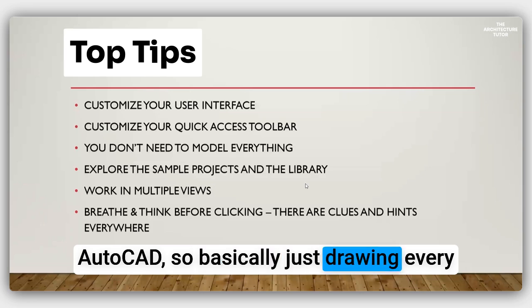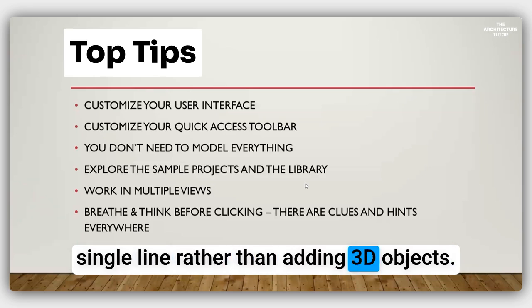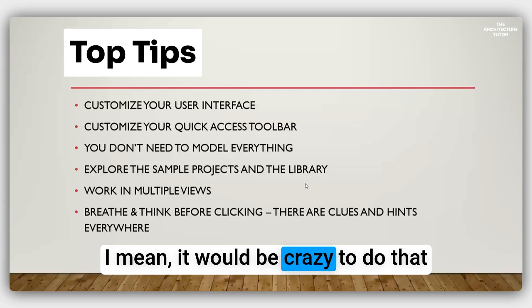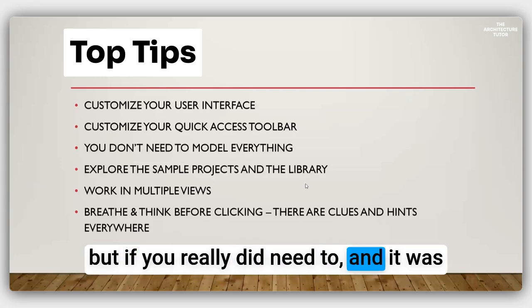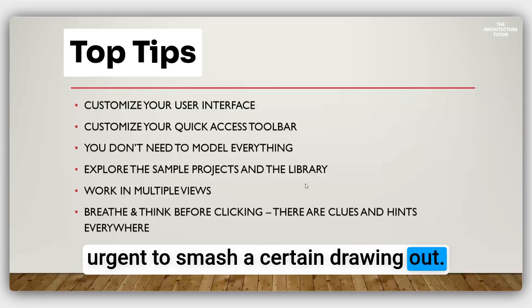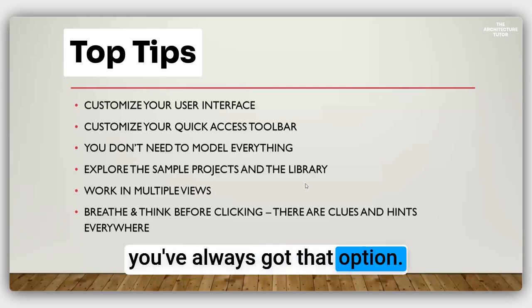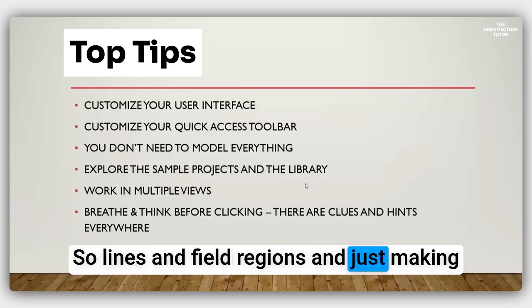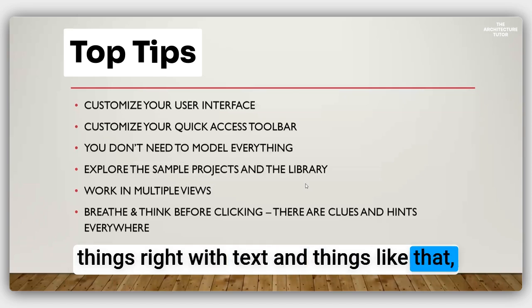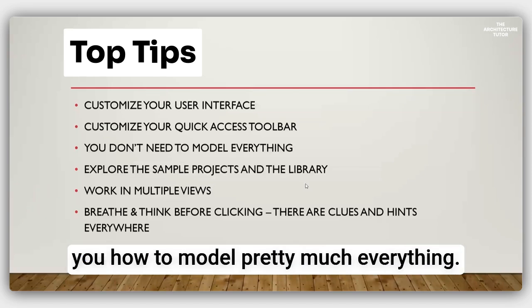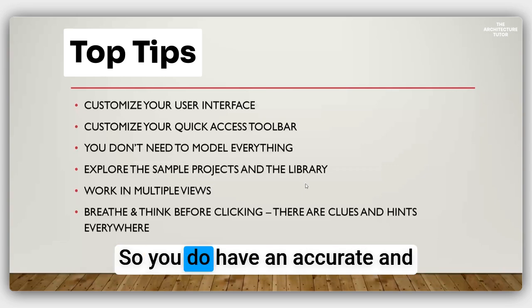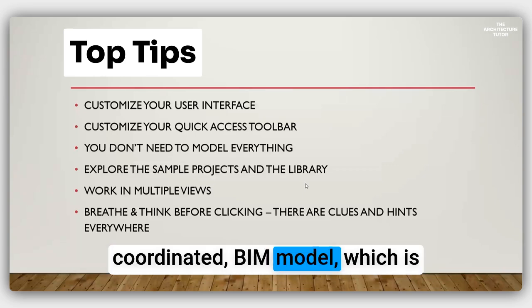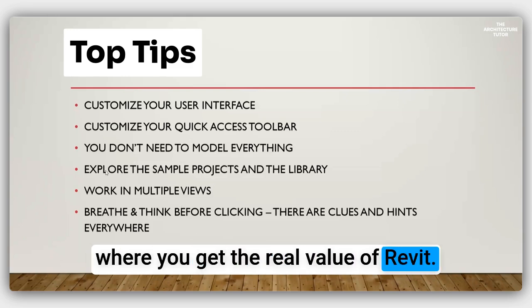So basically just drawing every single line rather than adding 3D objects. I mean, it would be crazy to do that. But if you really did need to and it was urgent to smash a certain drawing out, you've always got that option. You can always resort to annotations, so lines and filled regions and just marking things out with text and things like that without modeling it. But I'm going to show you how to model pretty much everything so you do have an accurate and coordinated BIM model, which is where you get the real value of Revit.